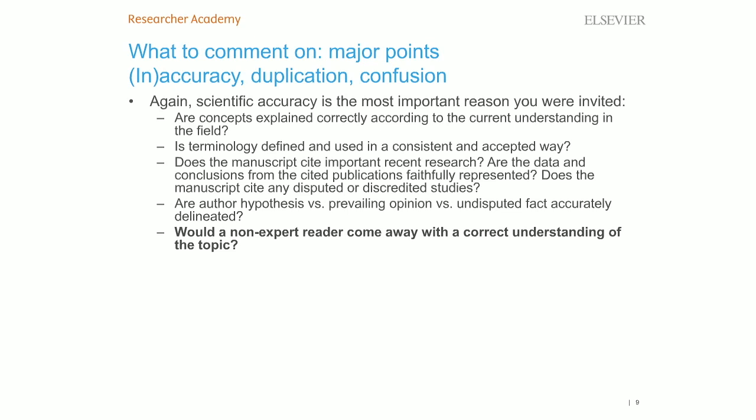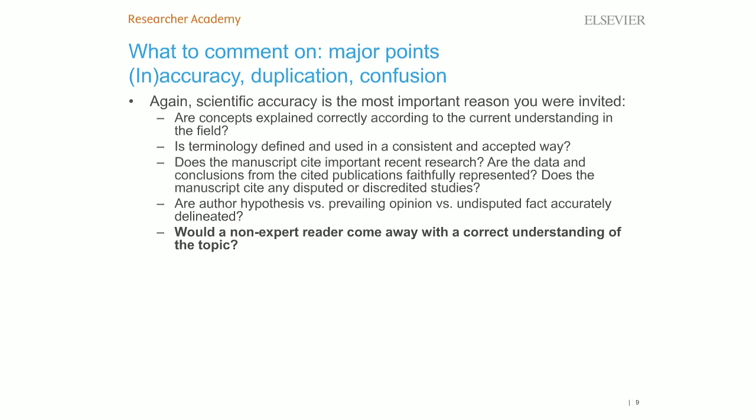So the first thing, scientific accuracy, is the single most important reason that you were invited. I invited you to review the review because you are a bigger expert in this scientific topic than I am. What are we looking for here? So, are the scientific concepts that are explained in the review correct according to how the field understands them right now? There's going to be a lot of terminology. There might be abbreviations and glossaries and that sort of thing. Do the authors use those terms in a way that the field considers acceptable and correct?